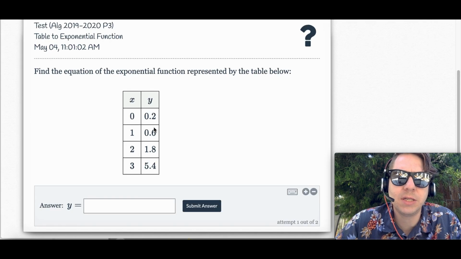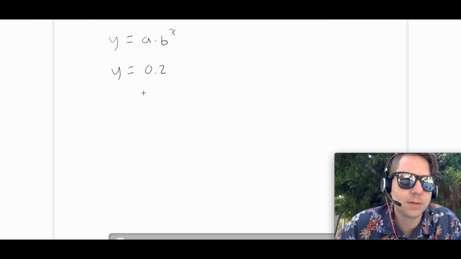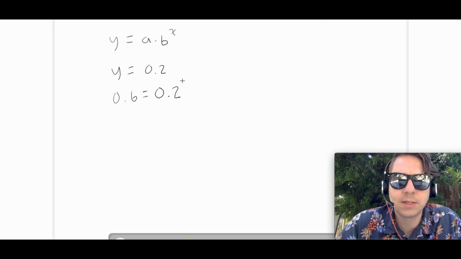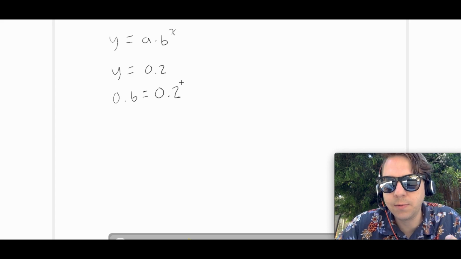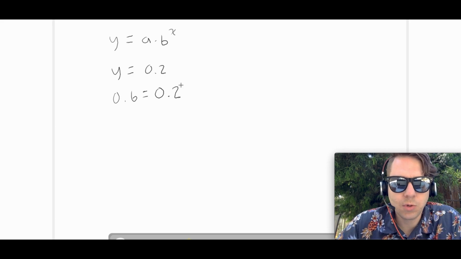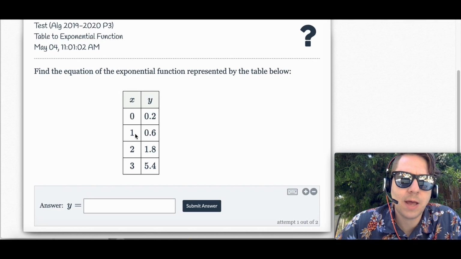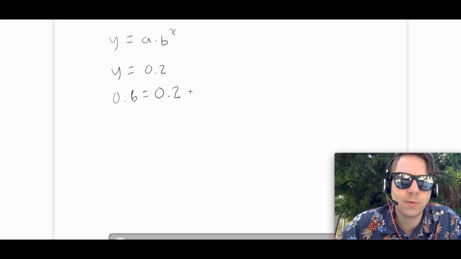What can we multiply 0.2 by to get 0.6? So what can we multiply this by? And notice that we are given x is equal to 1. I can write 1 up here, or I can just leave it blank because anything to the 1 power is itself. So we don't have to put a 1 there. We have 0.6 at x is 1.